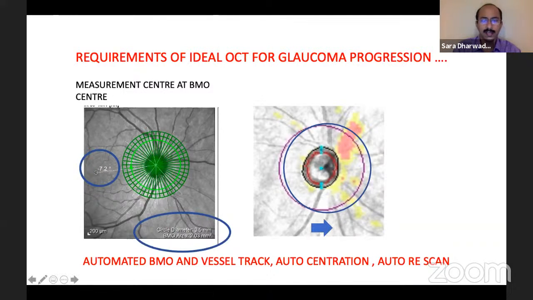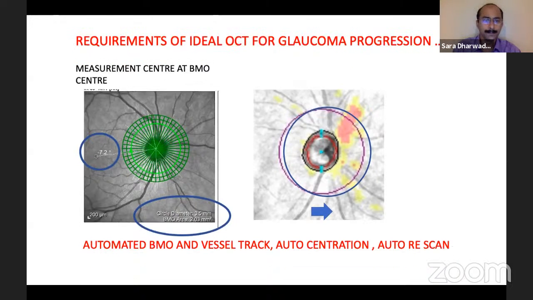So all these things are absolutely required, like DMO and vessel track, auto centration and auto re-scan. Otherwise, it is very, very difficult to measure the same point over a period of time and get an ideal idea of progression in glaucoma.